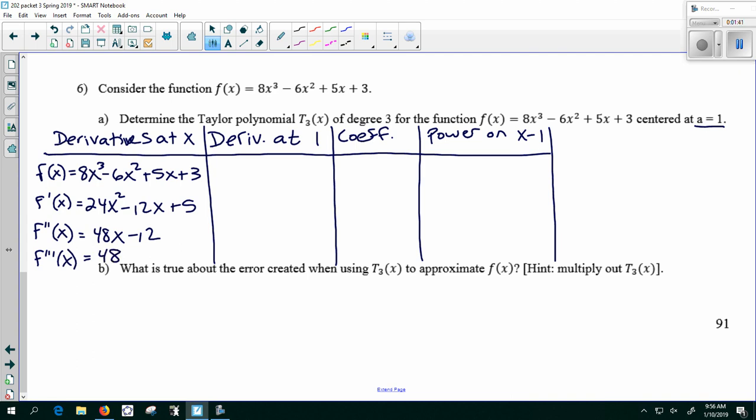Now I'm going to plug into each of these functions, f, f prime, f double prime, and f triple prime, the a equals 1 where I'm centered. So f of 1, if I plug in a 1 here, I get 8 minus 6, which is 2, plus 5 is 7, plus 3 is 10. And then plug a 1 into the derivative, and I get 24 minus 12 is 12, plus 5 is 17. F double prime of 1, 48 minus 12 is 36. And then f triple prime of 1 is 48, because f triple prime of anything is 48.